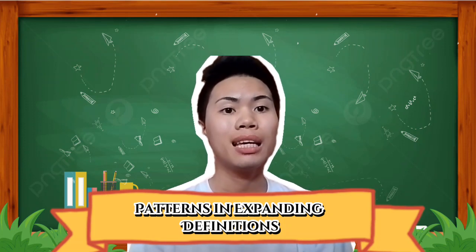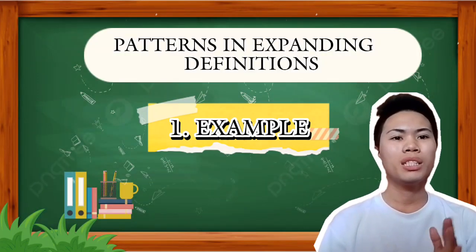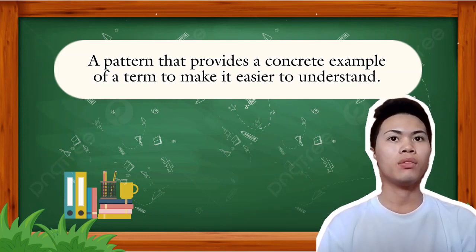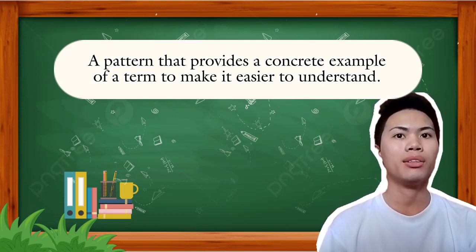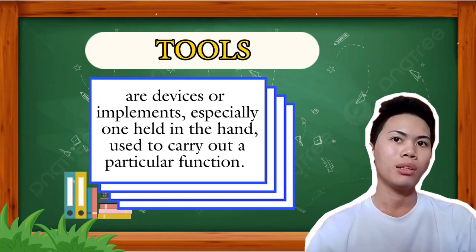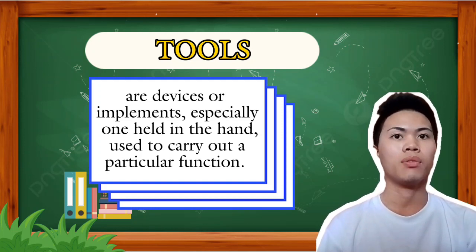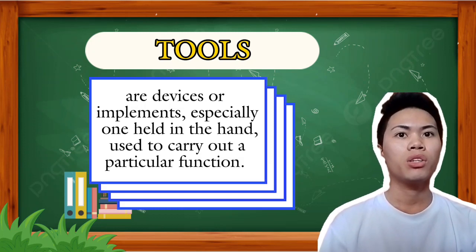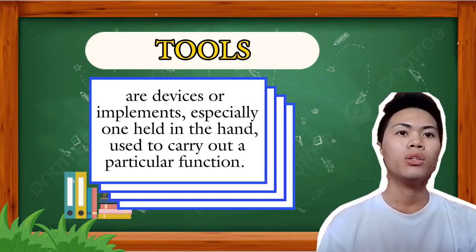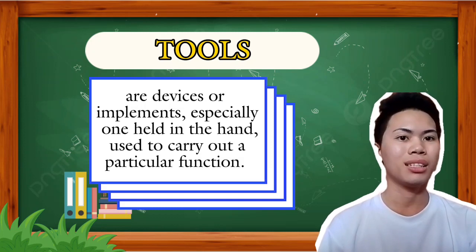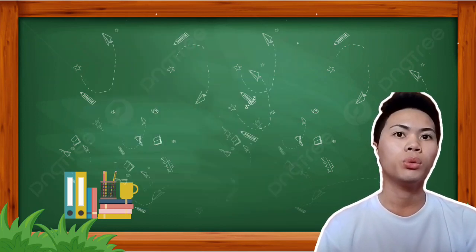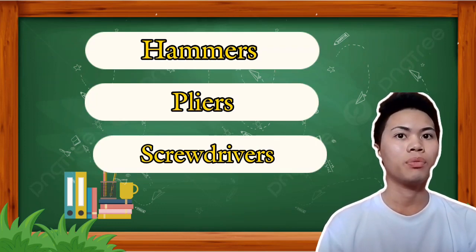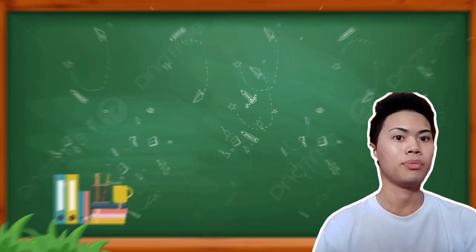First is what we call example. When we say example, it is a pattern that provides concrete examples of a term to make it easier to understand. So for example, tools. Tools are devices or implements, especially one held in hand, used to carry out particular functions. Hammers, pliers, and screwdrivers are examples of tools.